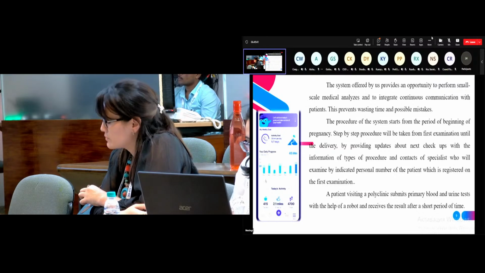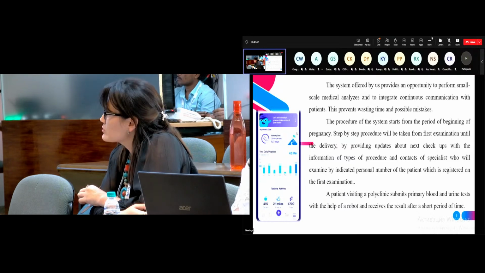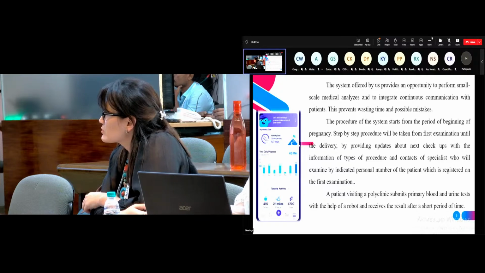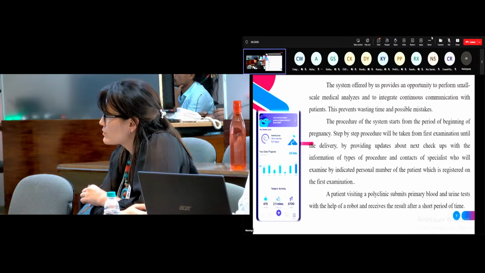In this case, the patient doesn't have to wait in a line for the primary analysis, which saves their time and avoids mistakes. The procedure of the system starts from the period of pregnancy. After a pregnant woman is registered for examination, the day of the first examination is set, and the next examination plan is made based on this. And the patient is attached to the database with a personal number.